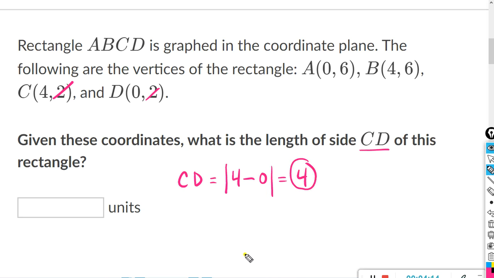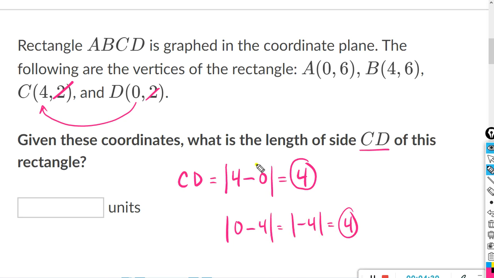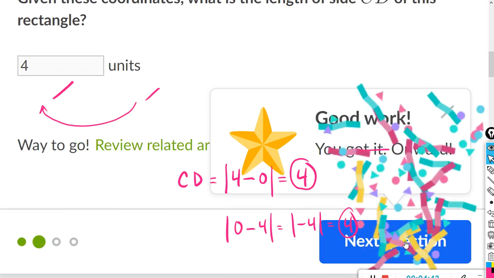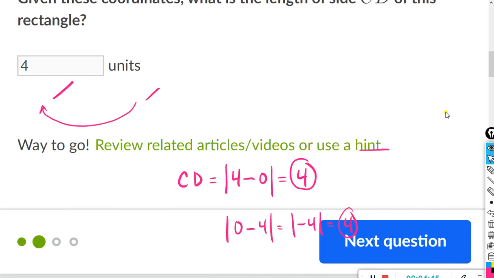And that's it. Okay, even if you subtract the other way, if you do 0 minus 4, once you took the absolute value of -4, it would still be +4. Okay, so regardless of which direction you subtract, you make it positive. And you just ignore, like I said, the coordinates that match. You can certainly use this distance formula if you want, but you don't have to.